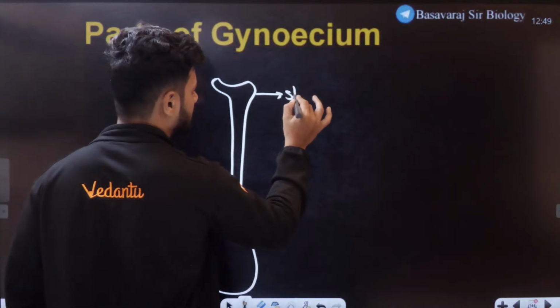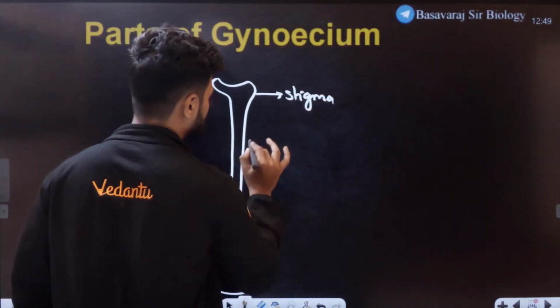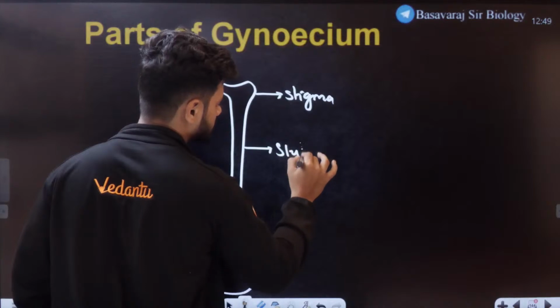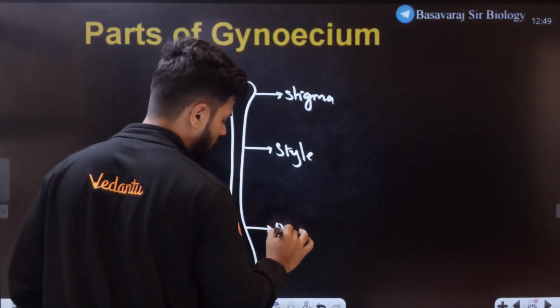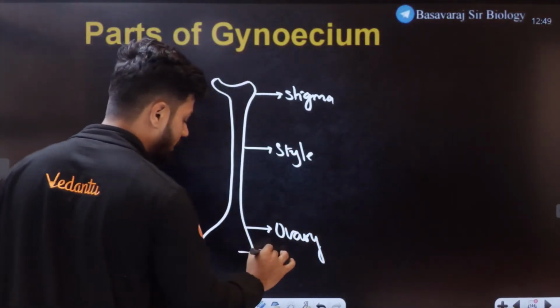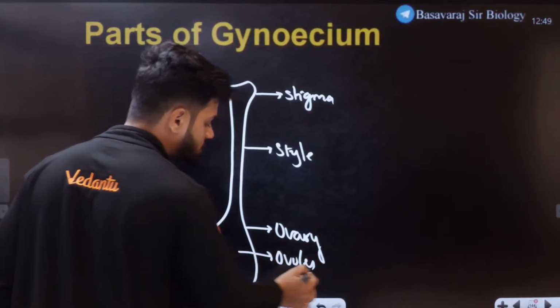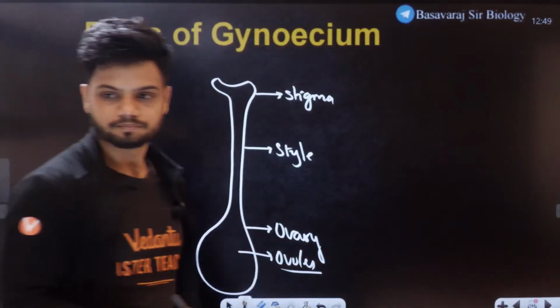This is called stigma. This is called style. This is called ovary. Inside the ovary there will be ovules. Ovules inside the ovary. Okay.